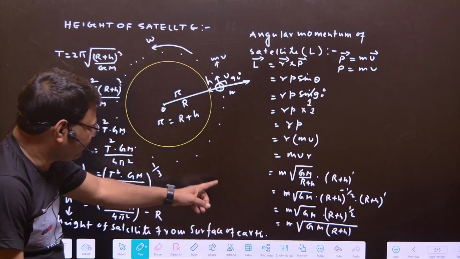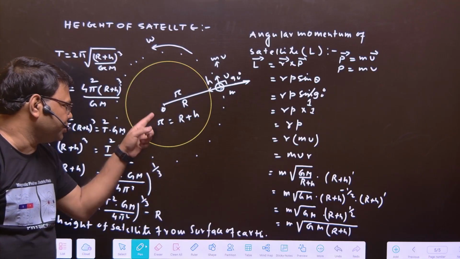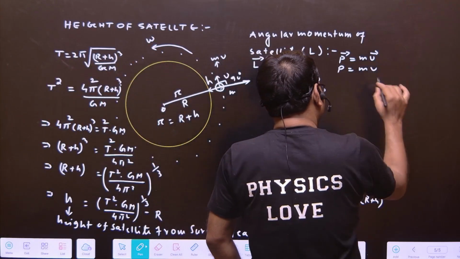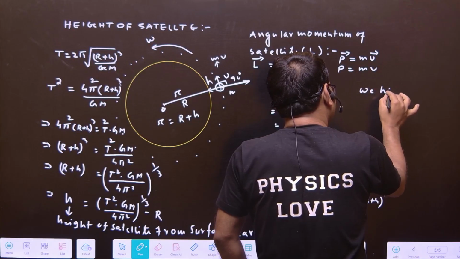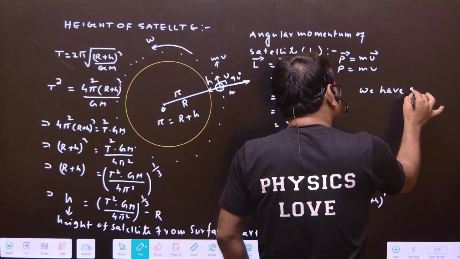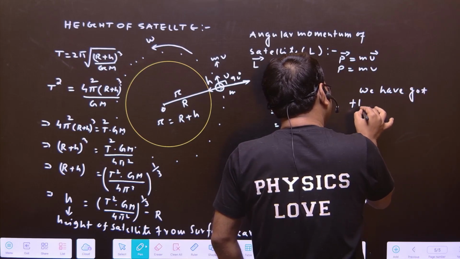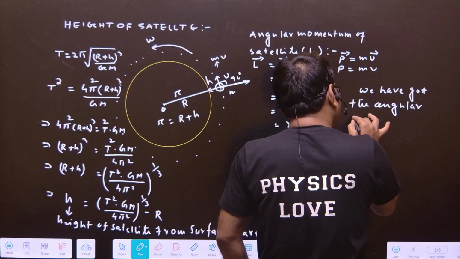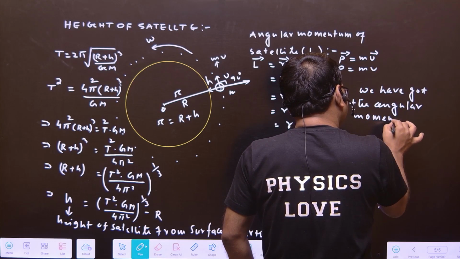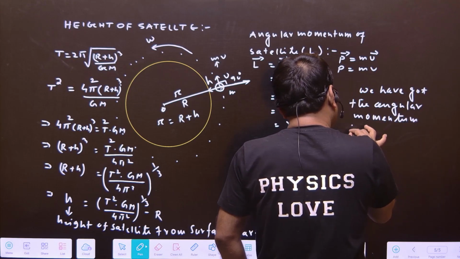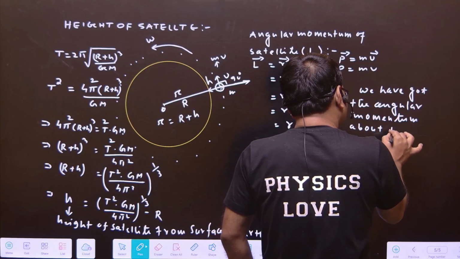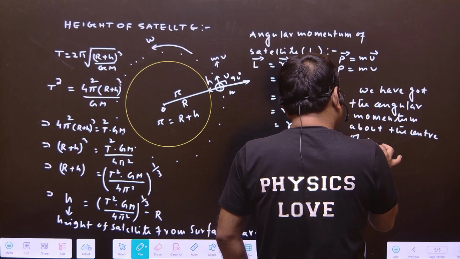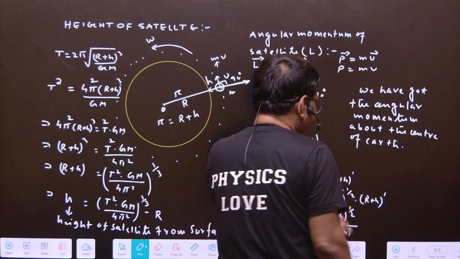Right now, this is the angular momentum of the satellite with respect to point O, the center of the Earth. I am writing here, all of you write with me: the angular momentum about the center of the Earth. We have got this one.